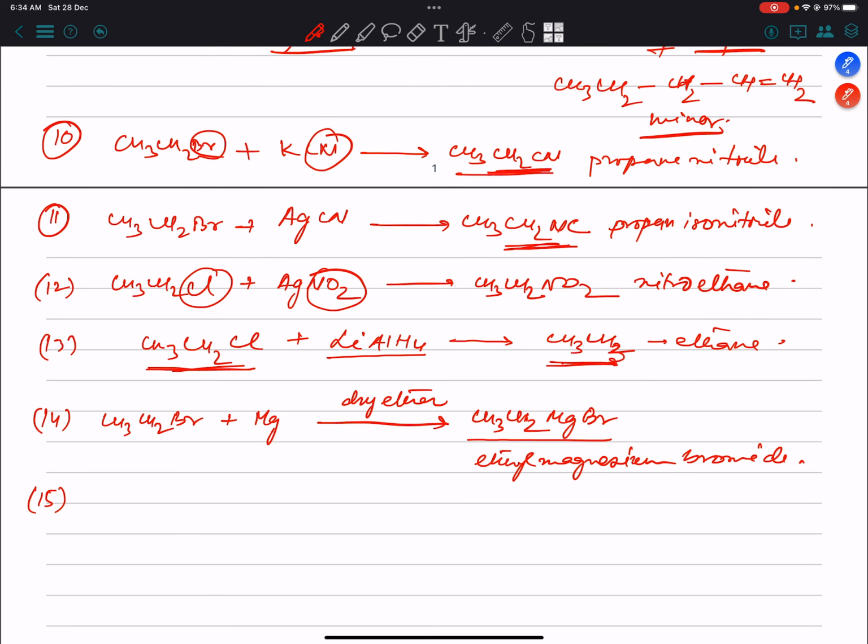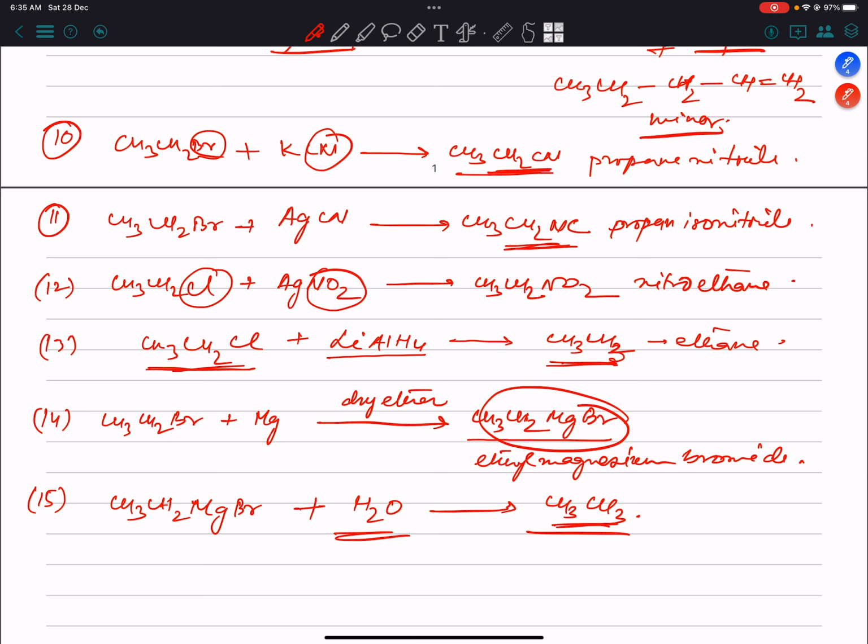The next reaction is this: ethyl magnesium bromide that is formed in the above reaction will react with water to give alkane. Because this ethyl magnesium bromide is very reactive, you have to prepare this in anhydrous condition. This Grignard reagent when reacting with water forms alkane. So the product here is ethane.